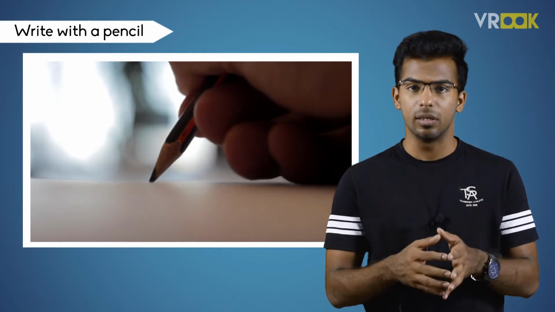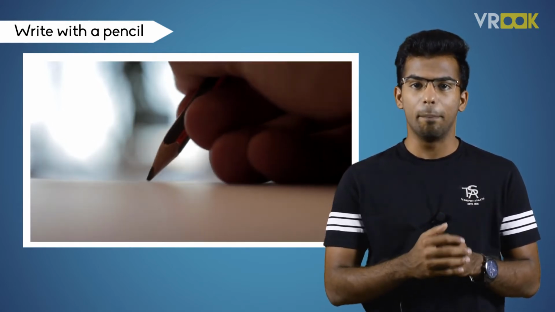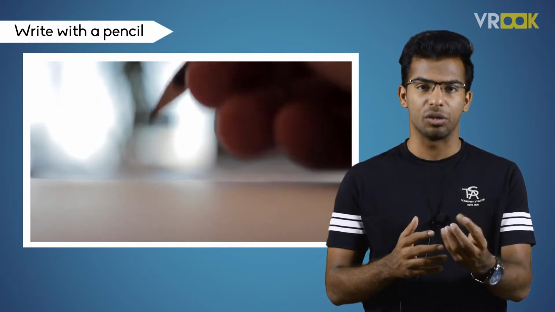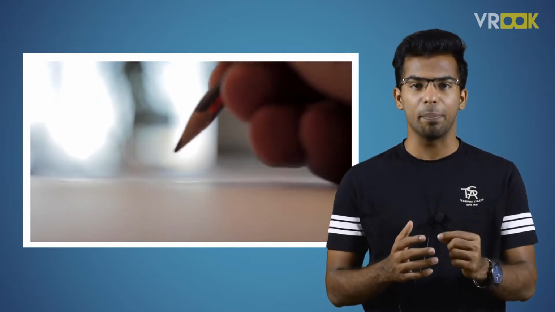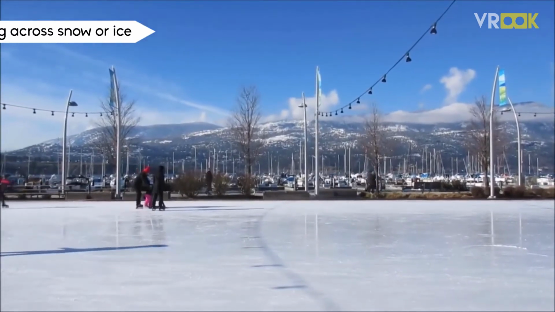Sliding friction can be very useful. For example, we use sliding friction to write with pencil. The pencil lead slides easily over the paper, but there is just enough friction between the pencil and paper to leave a mark.